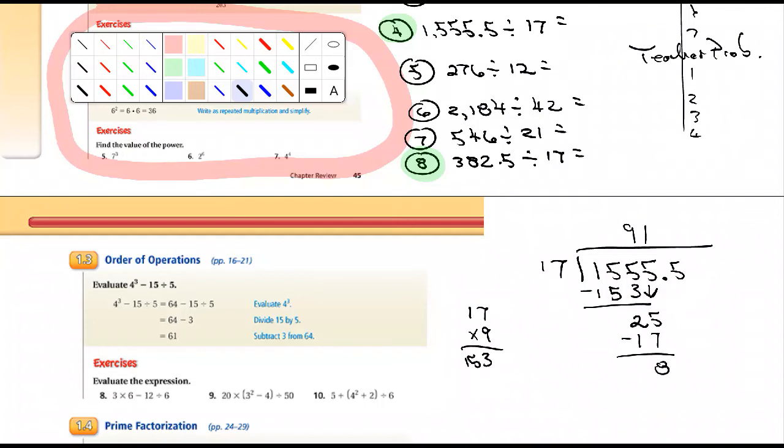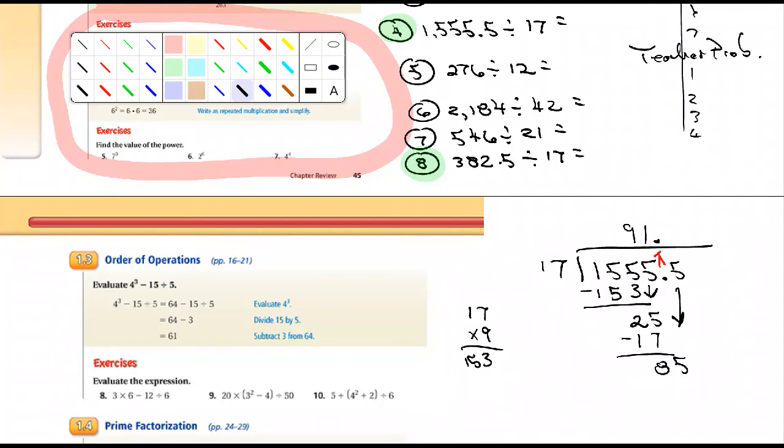Now, the decimal, what do we do with the decimal? You guys should remember that. The decimal goes straight up. That doesn't change. And so somebody's knocking on my door, but they're just going to have to wait. The decimal goes straight up. So now I bring down the 5.